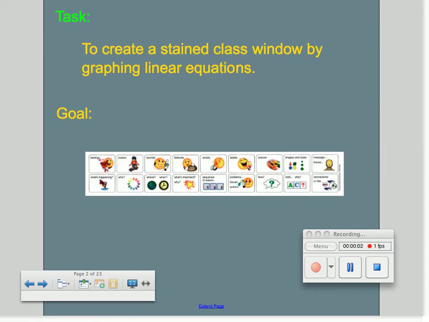Okay, so your task is going to be to create a stained glass window by graphing linear equations. So you're writing your task down in your math notes. Okay, there's a couple of steps that we're going to be following in order to make sure that we are graphing things correctly.